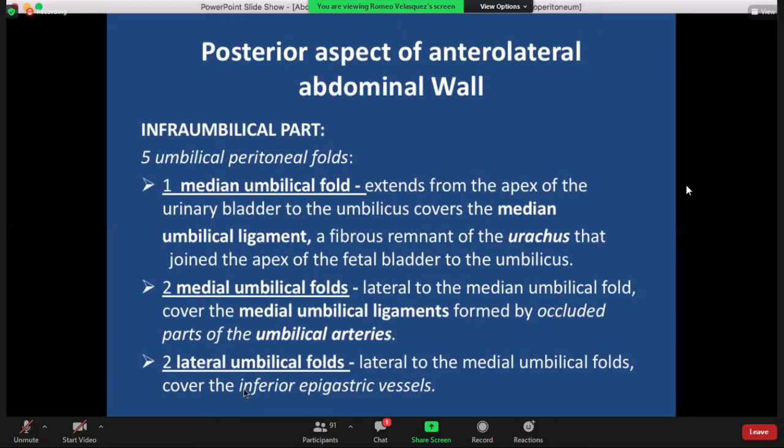So this is clinically significant. Those folds contain the inferior epigastric vessels. We've been talking about the inferior epigastric vessels early on. You have seen these vessels in the previous slides, and this is also clinically significant, especially to surgeons doing groin hernia surgery. You will get to know about this clinical significance later when we go to groin hernias.